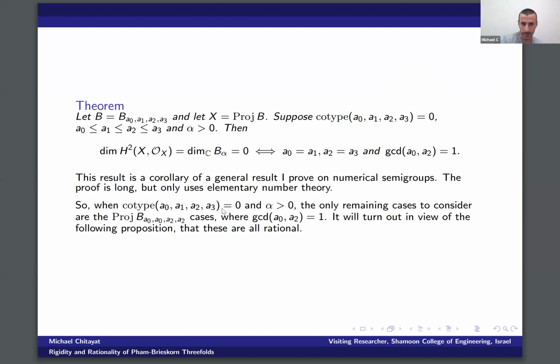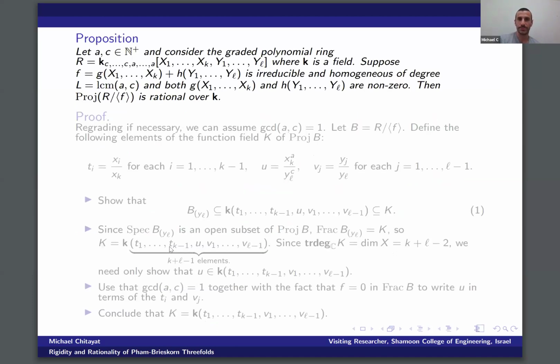Oh, sorry. Okay. So as I said, the only remaining cases to consider are these ones. And it will turn out, in view of the following proposition, that these cases are indeed rational. So here's the proposition.